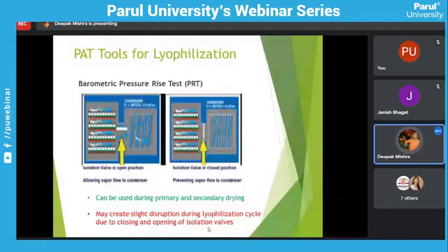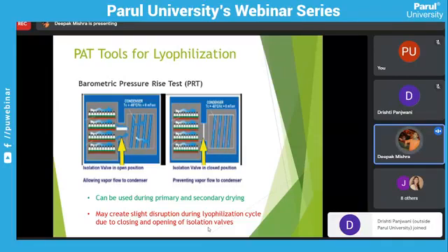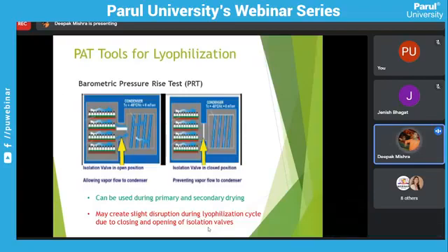The barometric pressure rise test can be used during primary and secondary drying, but may create slight disruption during the cycle due to closing and opening of the isolation valve. On the basis of this opening and closing, it can be very disruptive to our life cycle, so the cycle will not be properly impacted on the process. It can be harmful for the process and the lyophilizer also. So this is the drawback of this PAT tool.